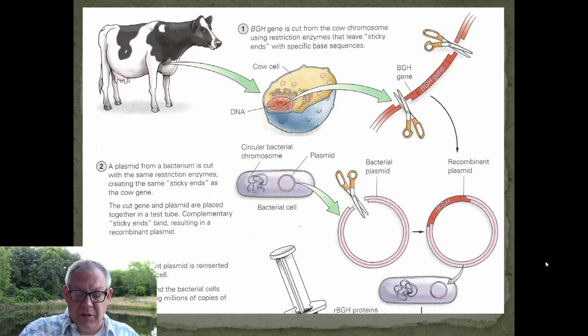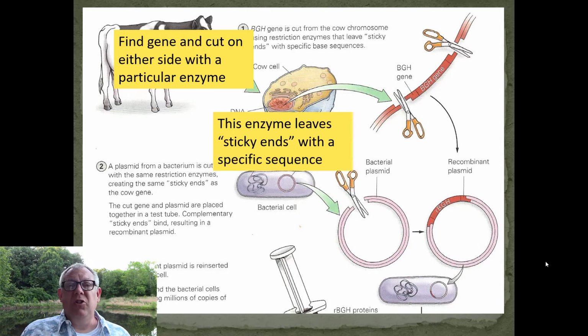And so here's kind of the steps. I think there's a figure from your book. And the first thing they're showing you here is you find the gene and you cut it with a specific enzyme. And so there are enzymes whose whole job is to cut DNA. But a lot of these enzymes leave what are known as sticky ends. So they look for a specific sequence and they cut at that sequence, but they leave one strand a little longer than the other strand. And they do that at the same sequence on either side of this gene.